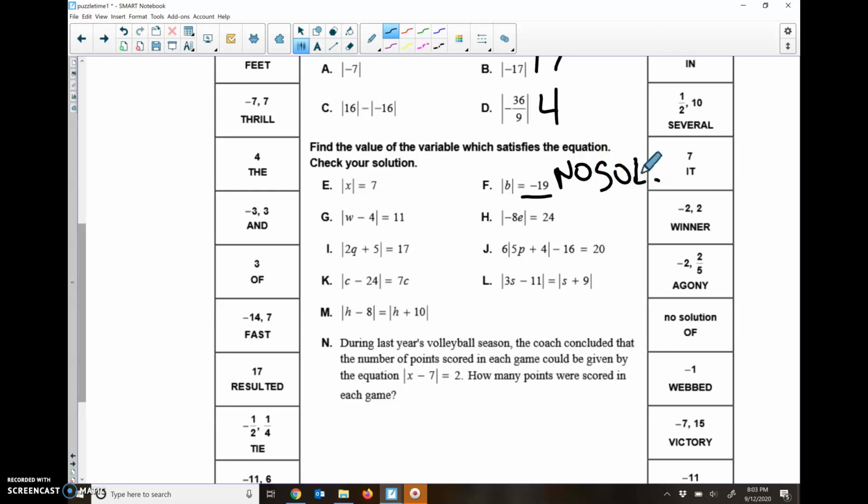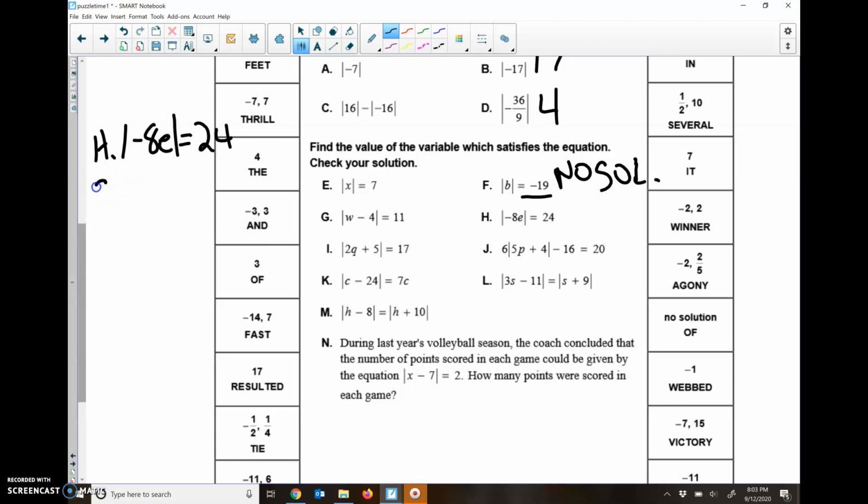Okay, G or H is when we finally get into some actual problems here. So let's do H over here. So I have the absolute value of negative 8e equals 24. Okay, so if you think about those steps again, first step, get absolute value by itself. It's already done. Negative 8e is already in the absolute value bars all by itself.